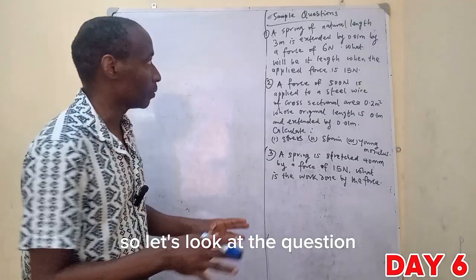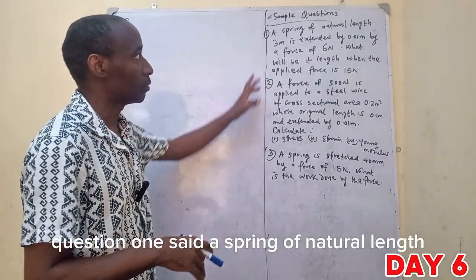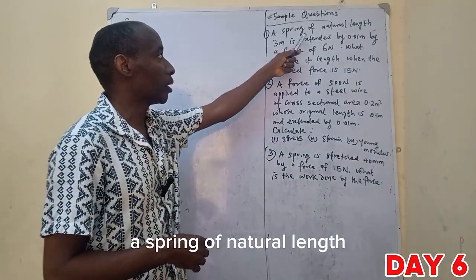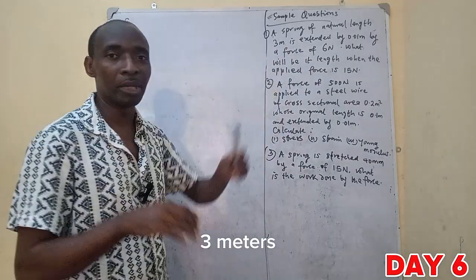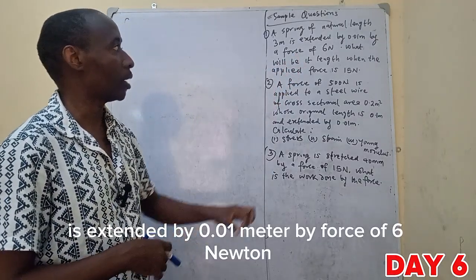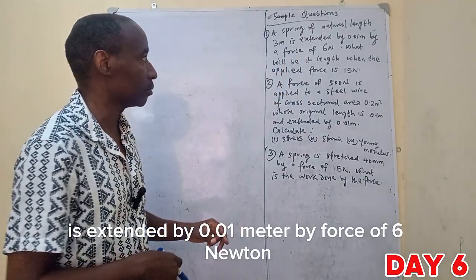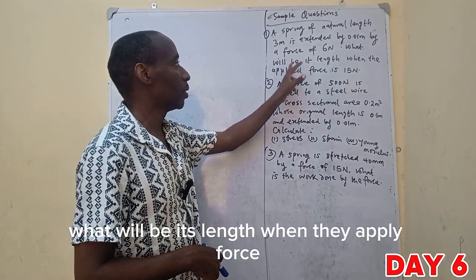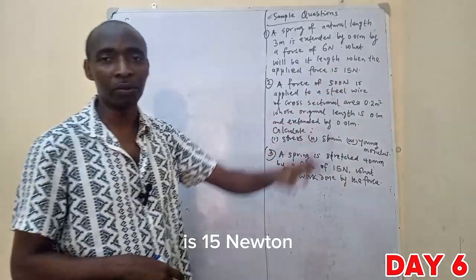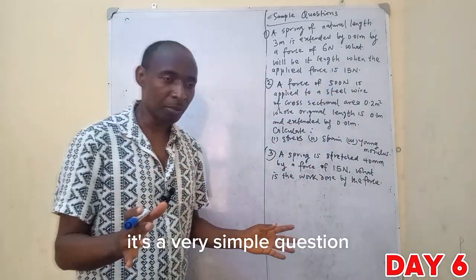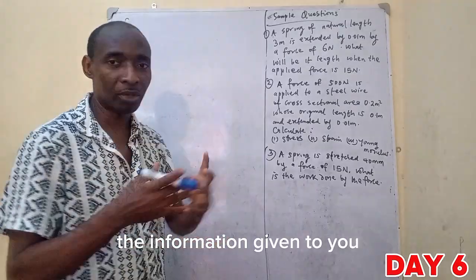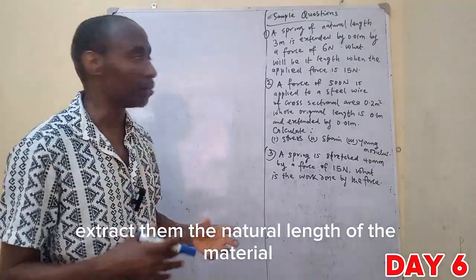So let's look at the question. Question 1 says, a spring of natural length 3 meters is extended by 0.01 meter by a force of 6 Newton. What will be its length when the applied force is 15 Newton? This is a very simple question. The first thing you need to do is to bring out the information given to you. Extract them.